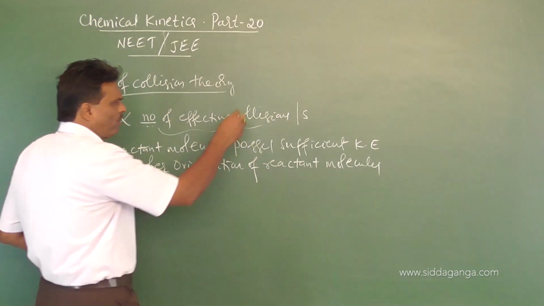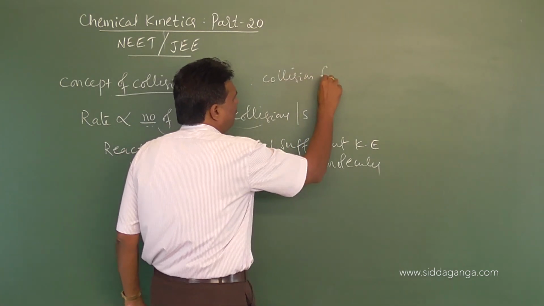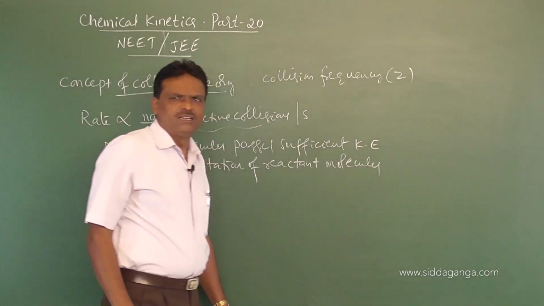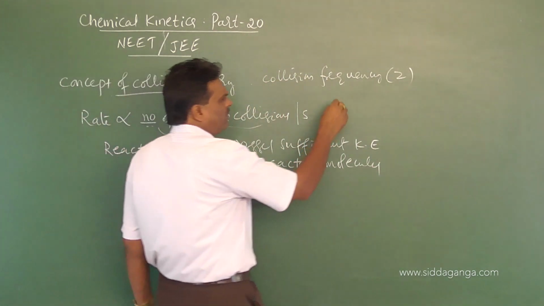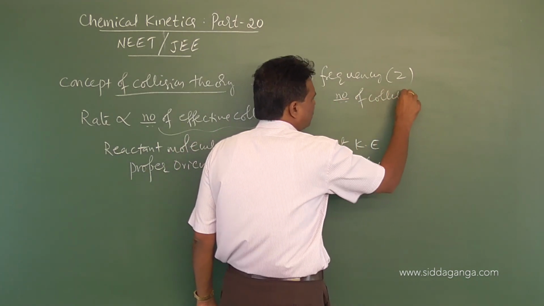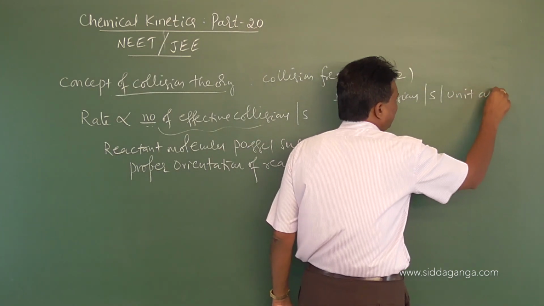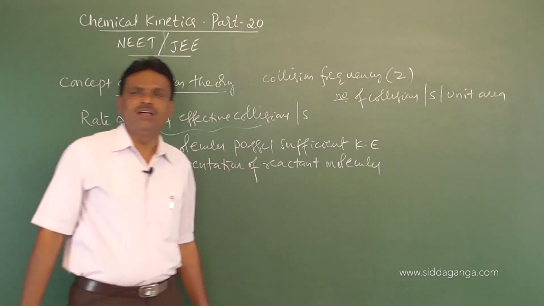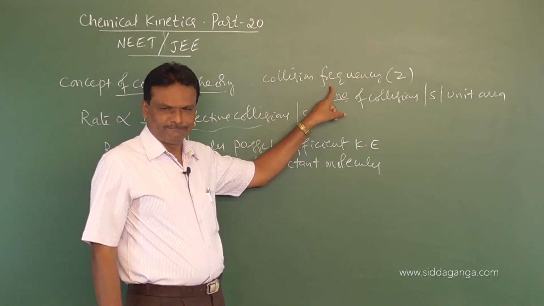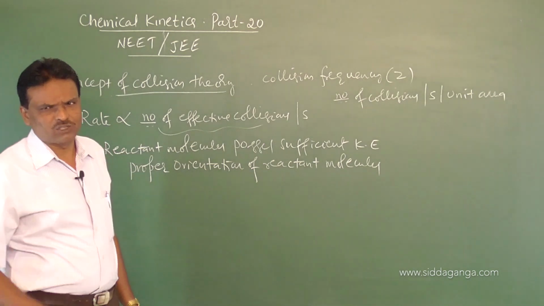So one more point is collision frequency, denoted by Z. What is meant by collision frequency? The number of collisions per second per unit area of the reaction mixture is called collision frequency. As the collision frequency increases, the rate also increases.